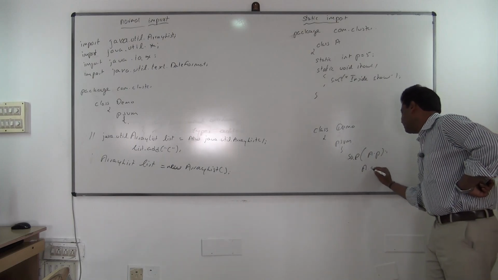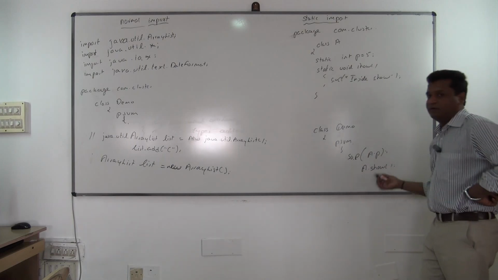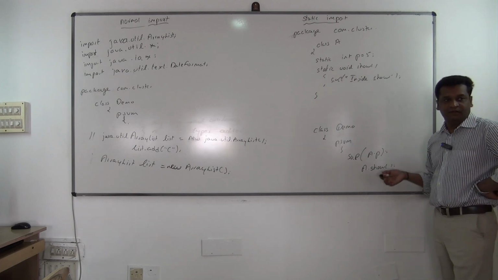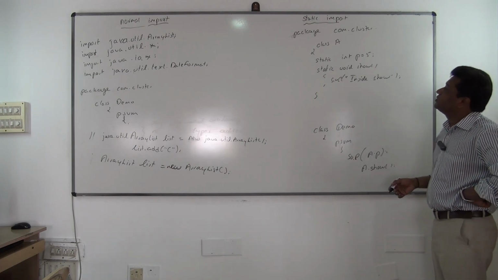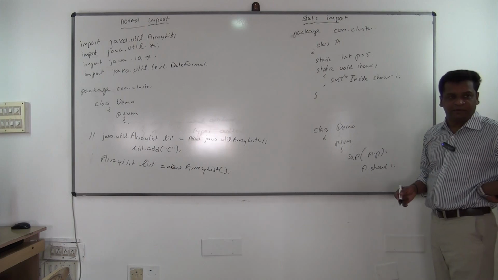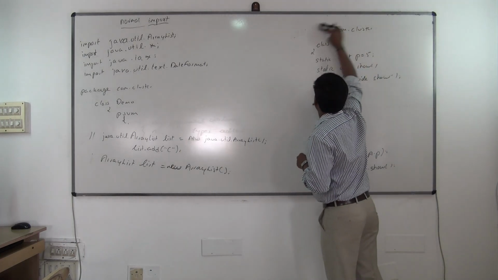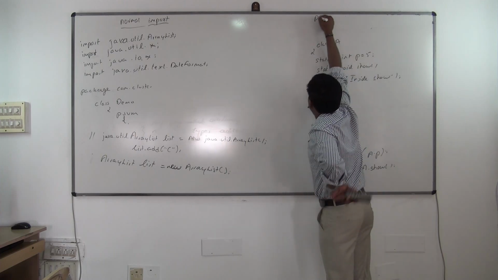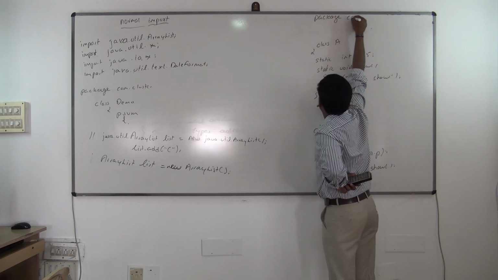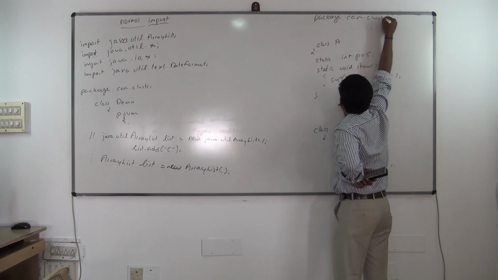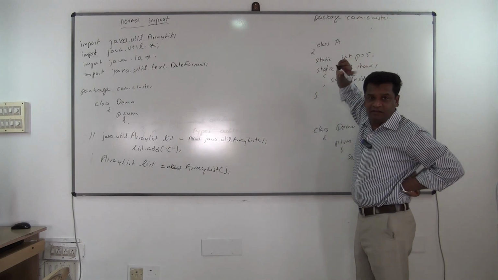If I want to call the method directly, I'll say A.show. This is how you write. Now let's see what is happening with the introduction of static import. Static import is provided by Java, that's the heading. On the top I'll write the package. Remember, package should be the first line in your Java file.